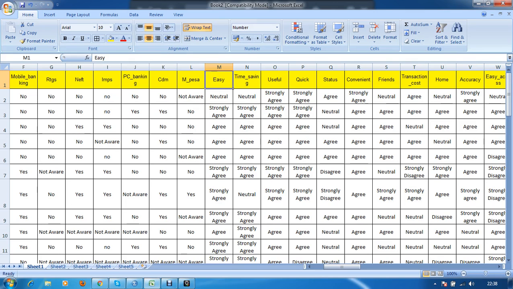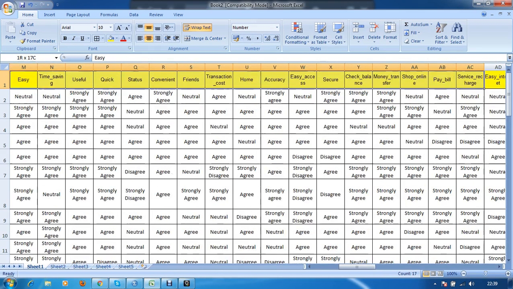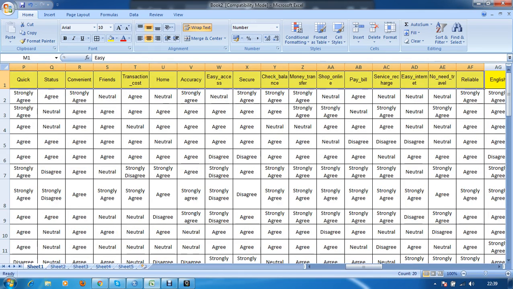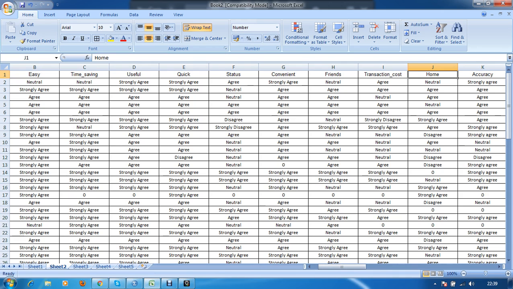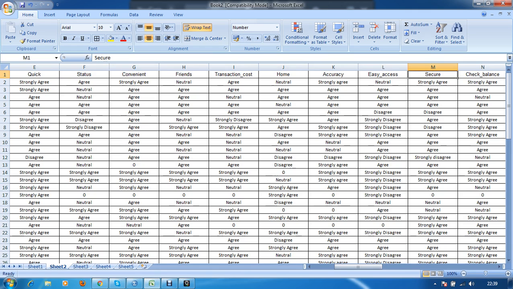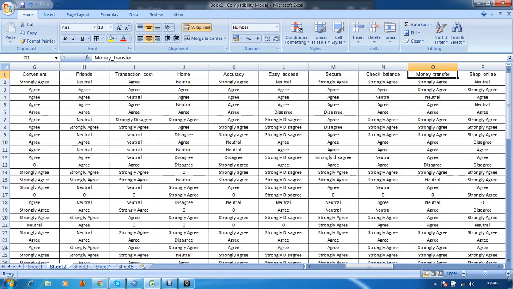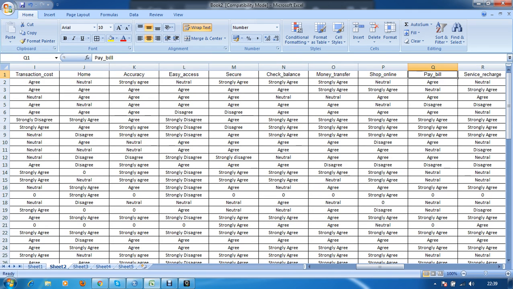So first of all, we copy its factors, we copy its variables and paste in another Excel file. This is how it looks like. These are my factors: easy, time saving, useful, quick, status, convenient, friends, transaction cost, home banking activities can be done from home, accuracy, easy access, secure, checking balance, money transfer, shop online, pay bill, etc.